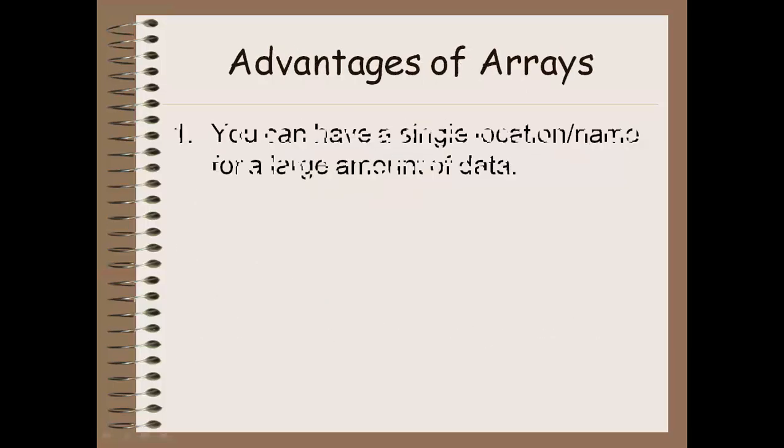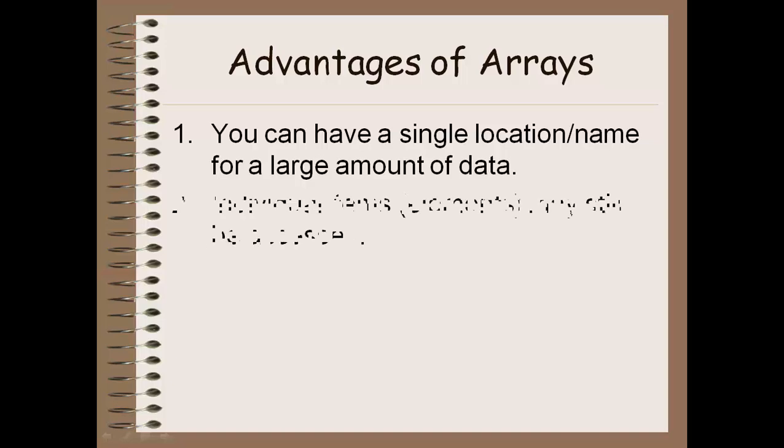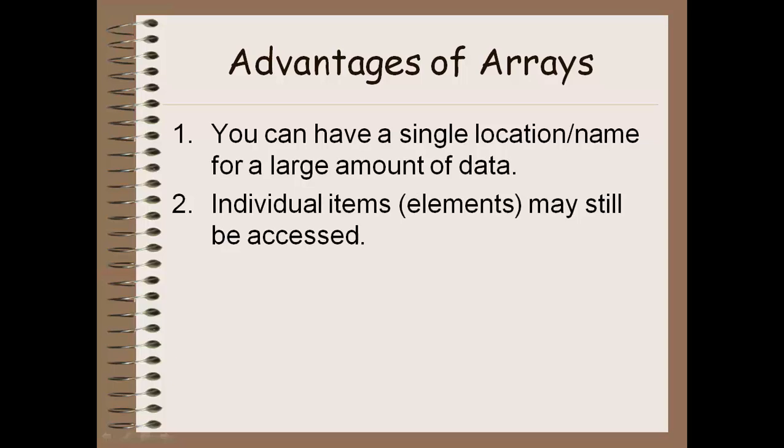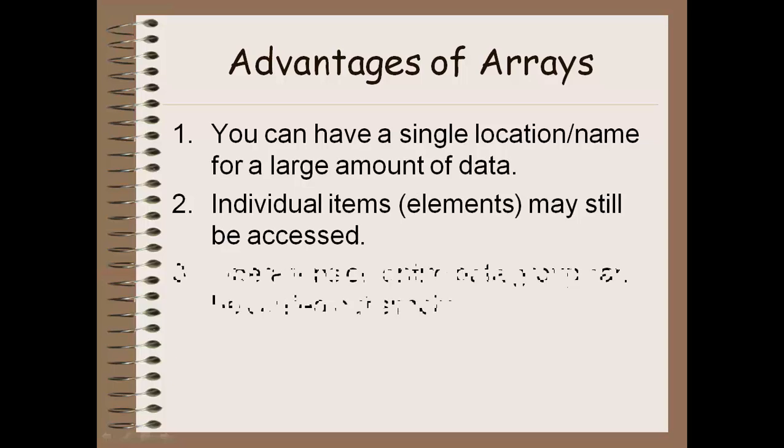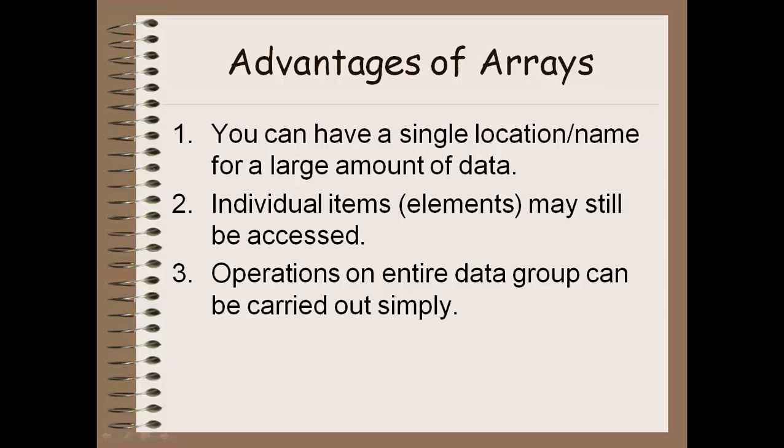Why would I want to do this? Well, first of all, I can have a single location or a single variable name representing a large amount of data, which makes it very easy for me to access a whole bunch of data all at once. Secondly, even though I have all this data stored in one place, I can still very easily access individual items of data, which we call elements. So I can figure out the third age is 12, the seventh age is 15, and so on. And finally, even though I can access each element individually, because they're all grouped together in one variable name, I can very easily do operations on the entire set of data.